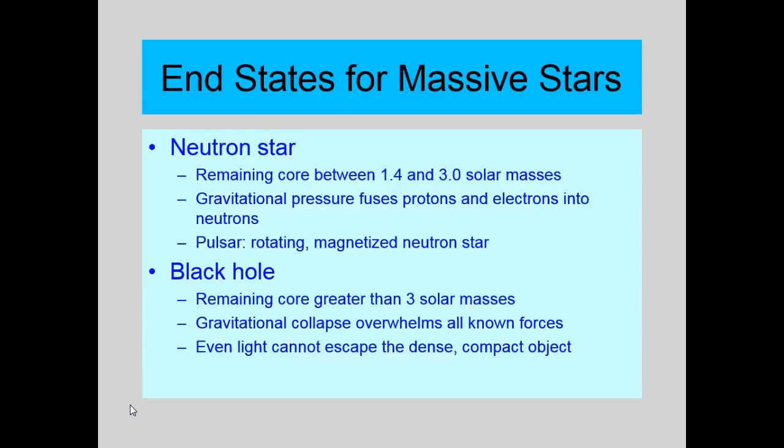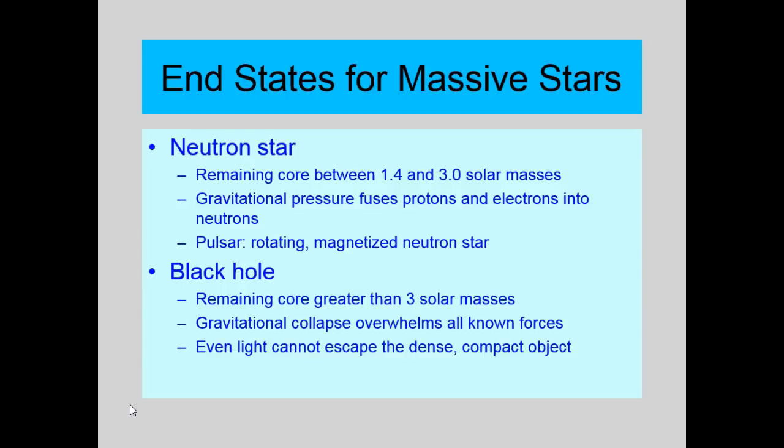The gravitational pressure fuses protons and electrons into neutrons. Remember, the protons are positive charge, electrons negative charges. You have a very major nuclear reaction going on here, fusing the protons and electrons into neutrons, and you have no more charge, okay? Now, this forms what they call a pulsar. You can think of this as a pulsing star. That's kind of what the name means.